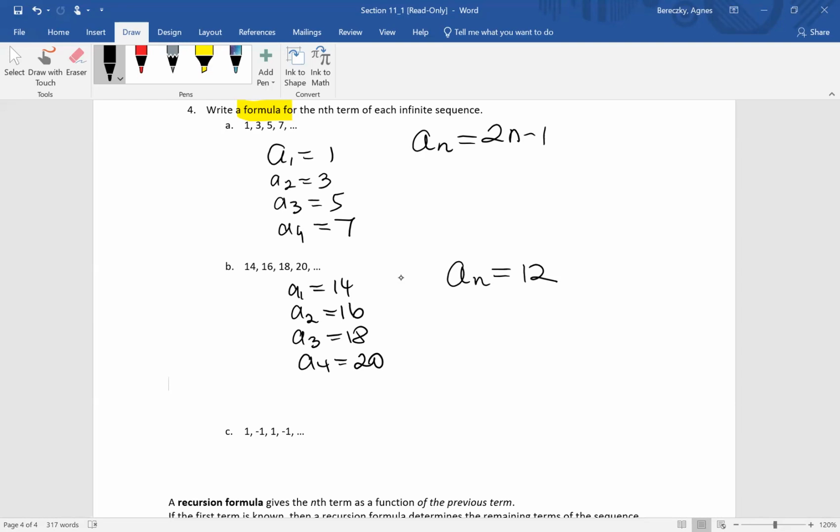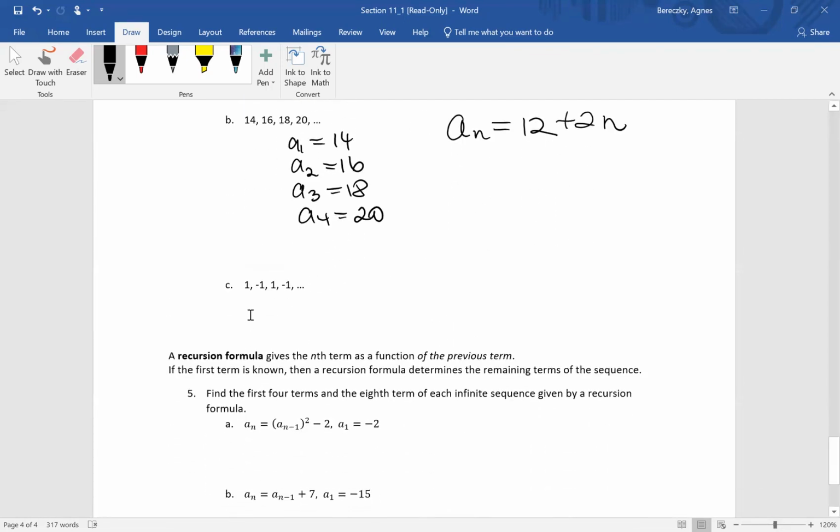So if I start with the 12, I can add 2 times 1. So that would be the 14. 2 times 2 is 4. 4 plus 12 is 16. If I put the 3 in here, 2 times 3 is 6 plus 12 is 18. 2 times 4 is 8 plus 12 is 20.